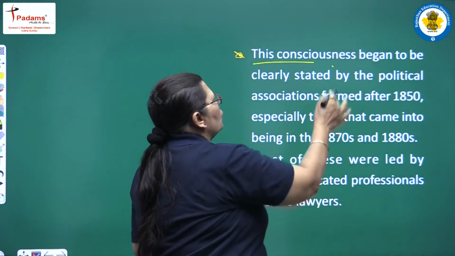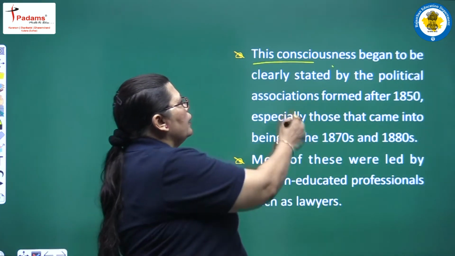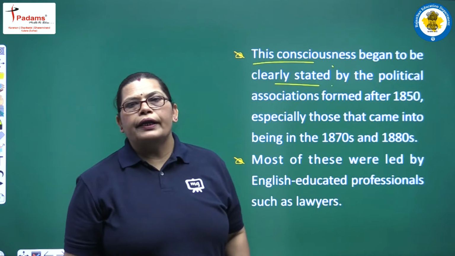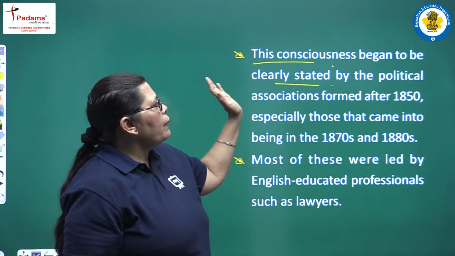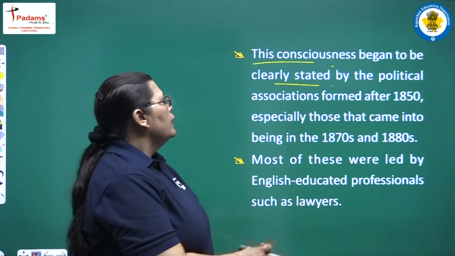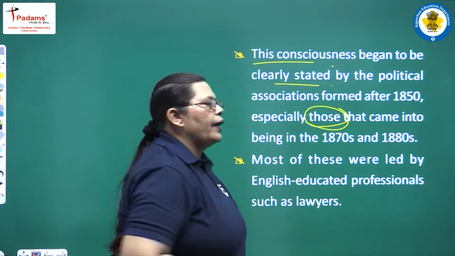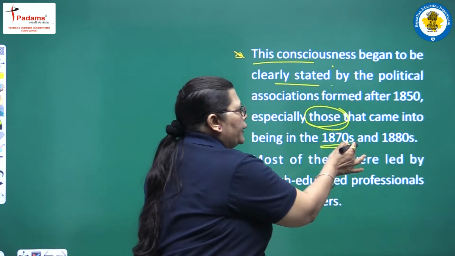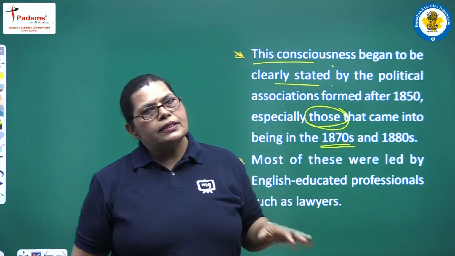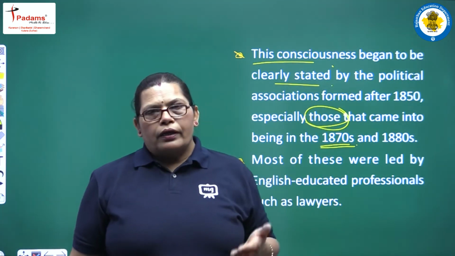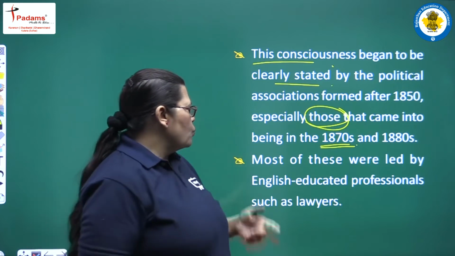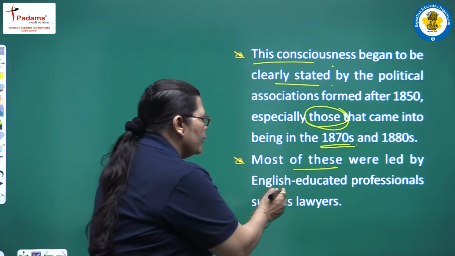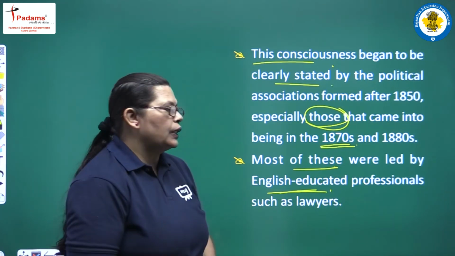So this consciousness began to be clearly stated by the political associations formed after 1850. So many associations formed after 1850, especially those that came into being in the 1870s and 1880s. 1870s और 1880s के बीच में कई associations develop हुई थी. So what happens here? See, most of these were led by English educated professionals such as lawyers.